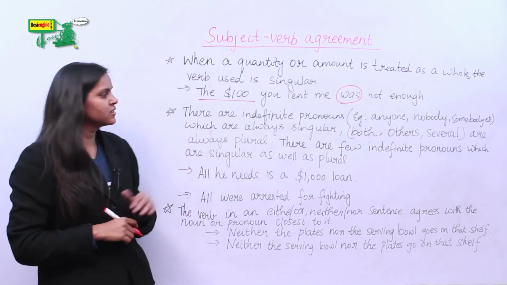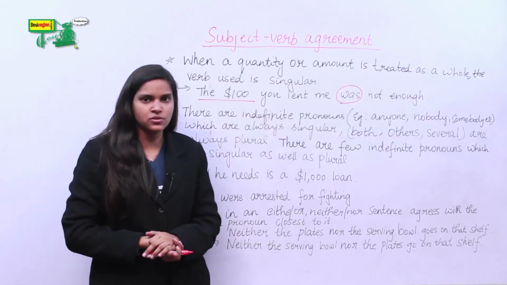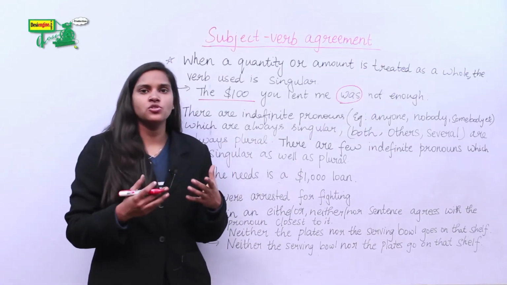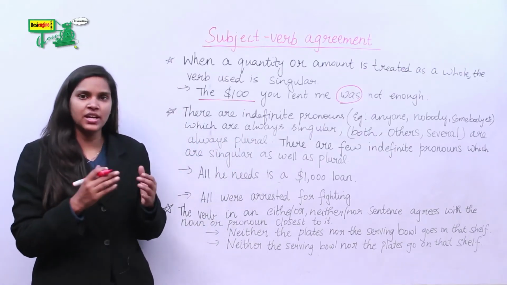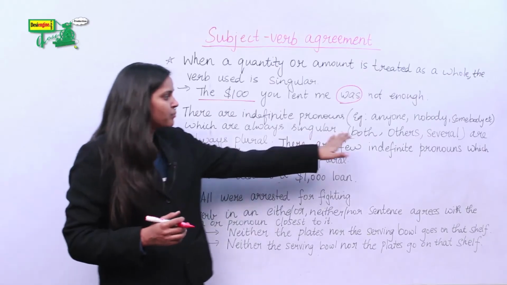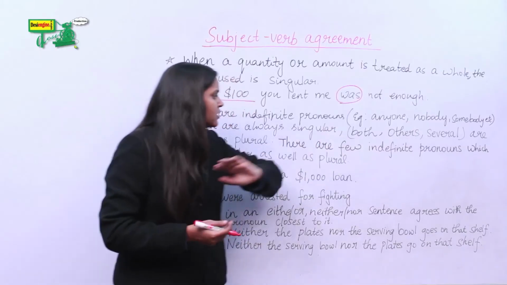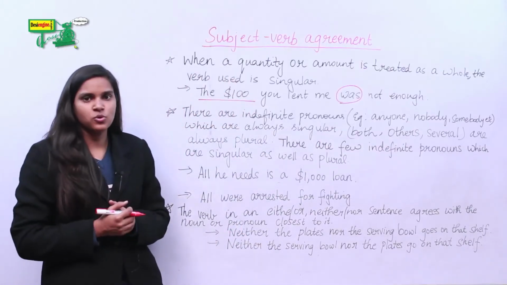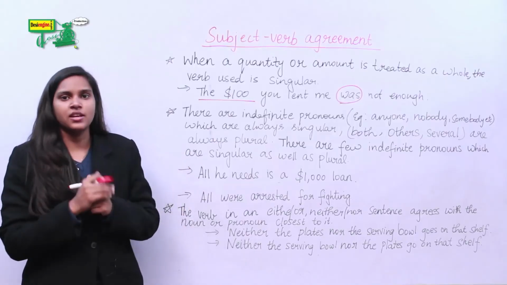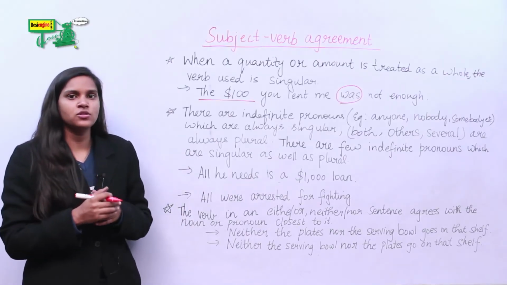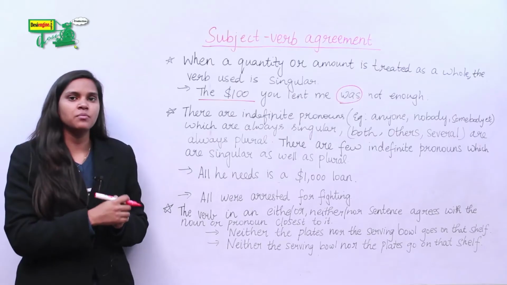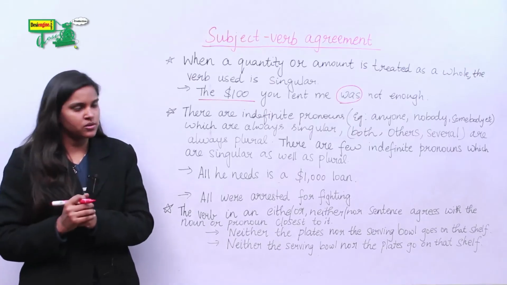The next rule is there are indefinite pronouns, for example, anyone, nobody, somebody, which are always singular. Therefore, they take up singular verbs. And then there are indefinite pronouns, both, others, several, which are always plural. Therefore, they take up plural verbs. Then there is another case of indefinite pronouns which act either singular or plural. Therefore, they take up either a singular verb or a plural verb.